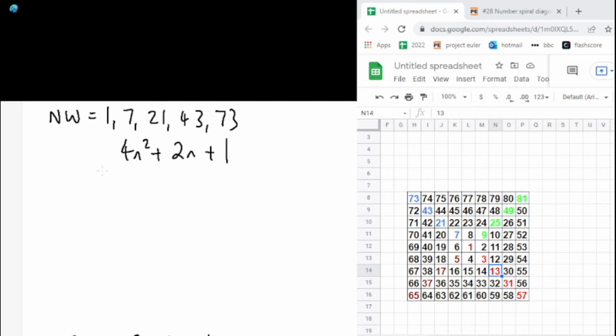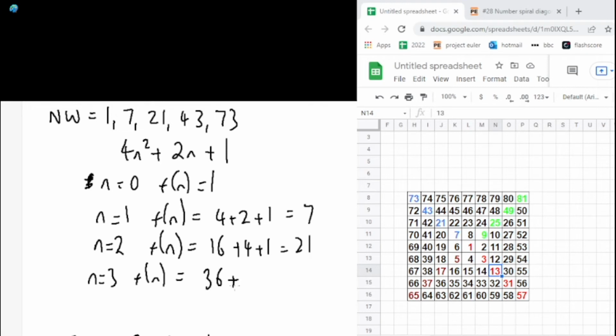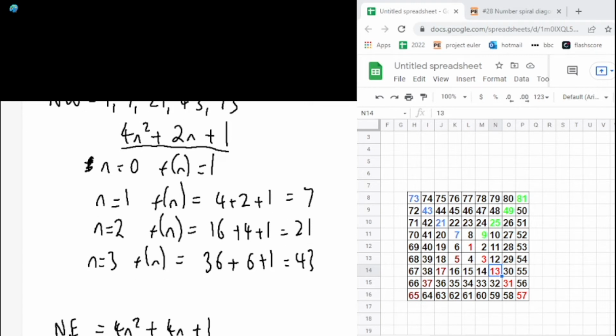And I'll give you a little proof of that. n equals 0, fn equals 1, n equals 1, fn equals 4 plus 2 plus 1, that's 7. N equals 2, fn equals 16 plus 4 plus 1, which is 21. N equals 3, fn equals 36 plus 6 plus 1, which is 43. So this is the correct equation for northwest.